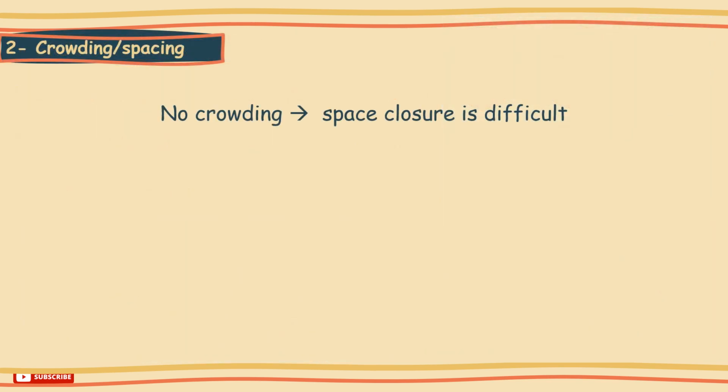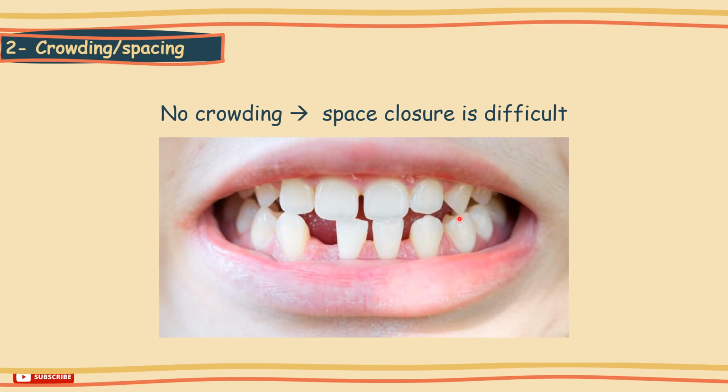Number 2. The presence of crowding or spacing. In a patient with no crowding, space closure is difficult and requires prolonged retention. Before opening a space, it is important to ensure that sufficient space will be available at the end of treatment for an adequate prosthetic replacement later on.